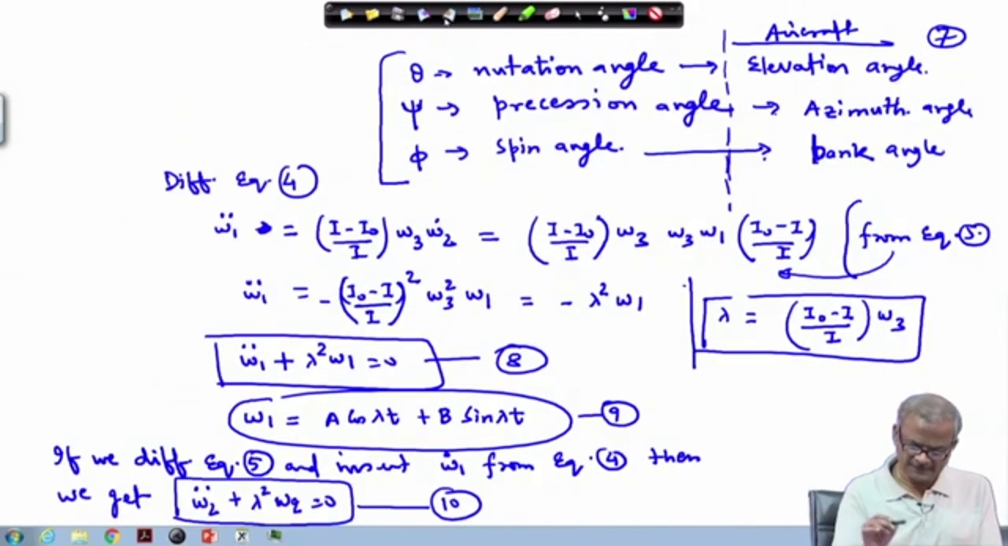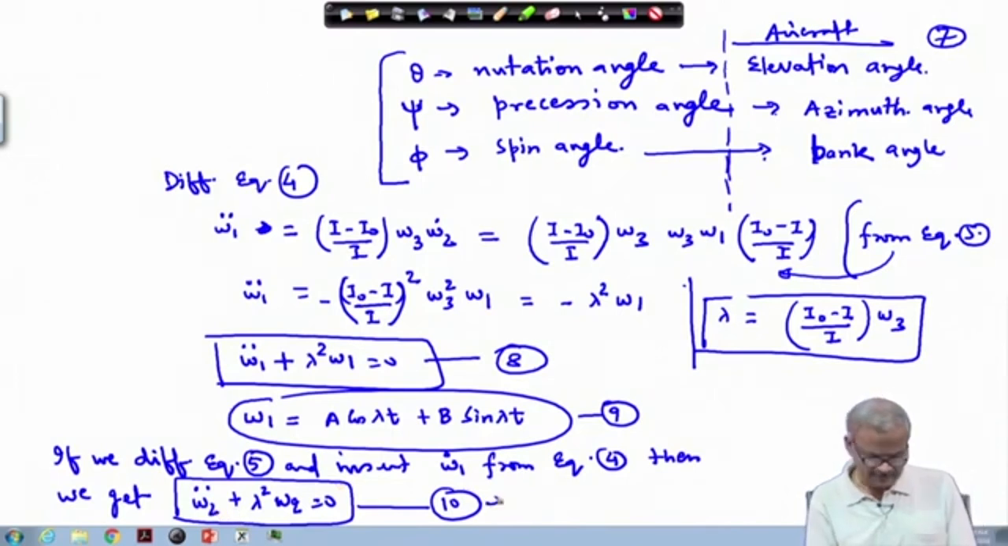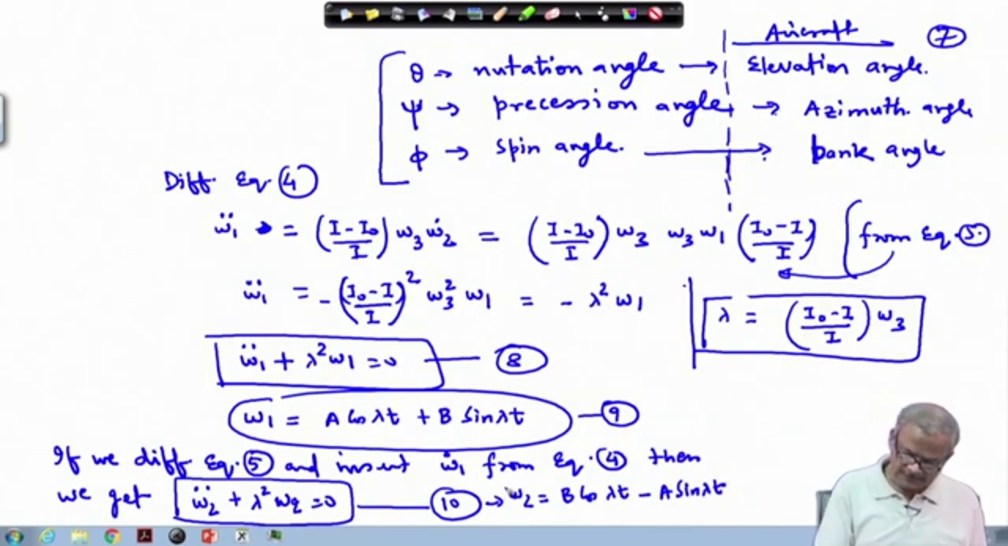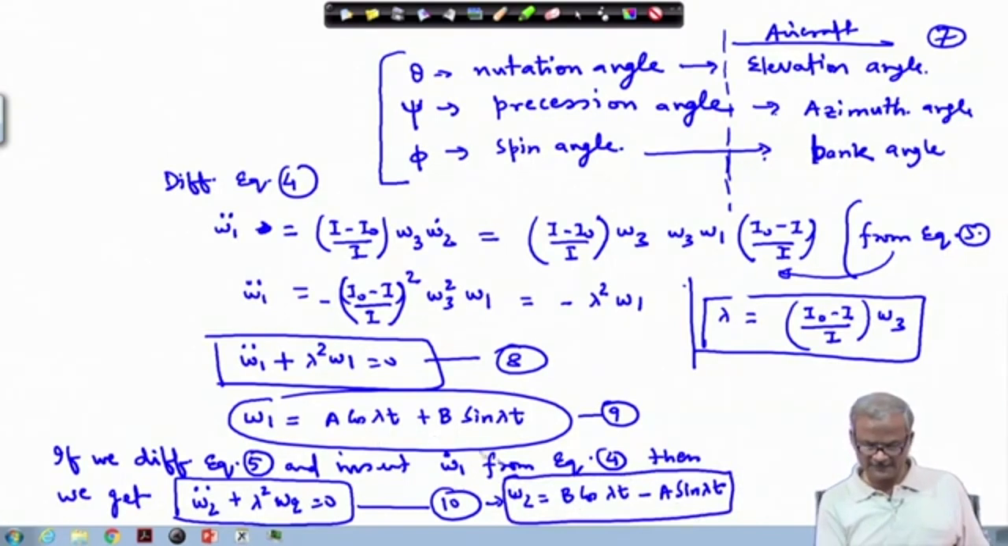So, rather than stretching it, it is very easy to write from this place. The solution of this can be written with omega 2 differing by the phase angle pi by 2. If we insert pi by 2 here, this reduces to b cos lambda t minus a sin lambda t. So, this is the solution. They are not independent; they are related by this relationship, because the phase difference is pi by 2. This is your equation number 11.